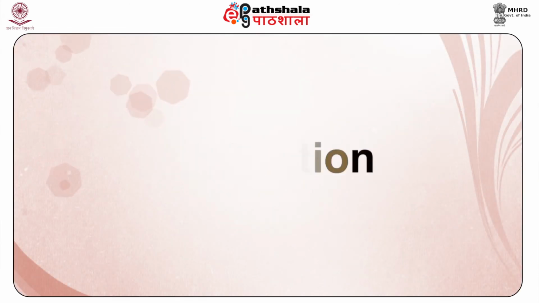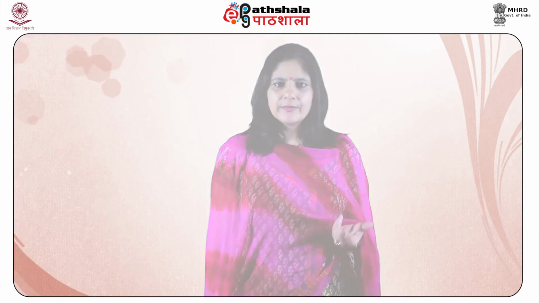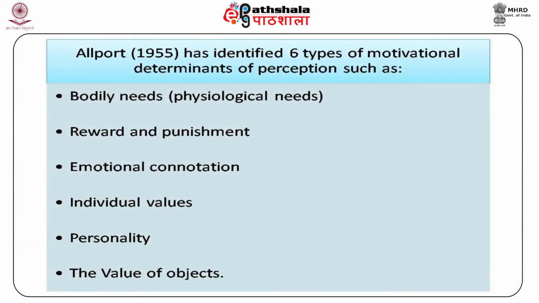Next is your motivation. These are categorized as internal factors which affect the perceiver while perceiving, and the first one is motivation. It has been viewed that motivation will affect the speed and the way in which we perceive the world. Allport in 1955 distinguished six types of motivational influences on perception, which are bodily needs, reward and punishment, emotional connotations, individual values, personality, and the value of the object.